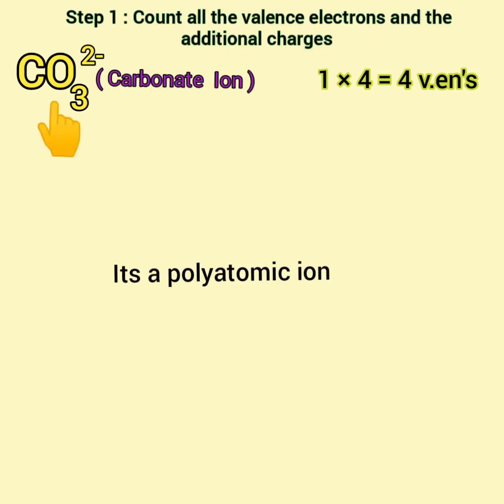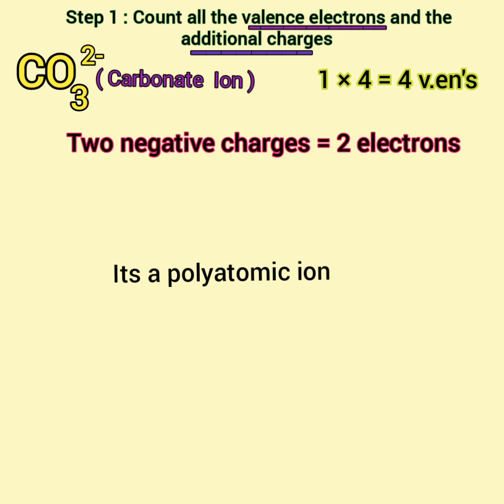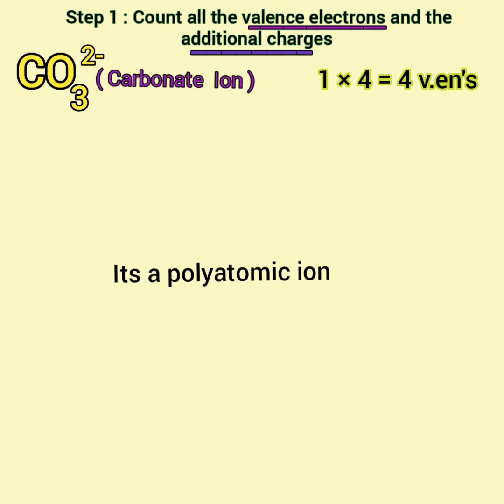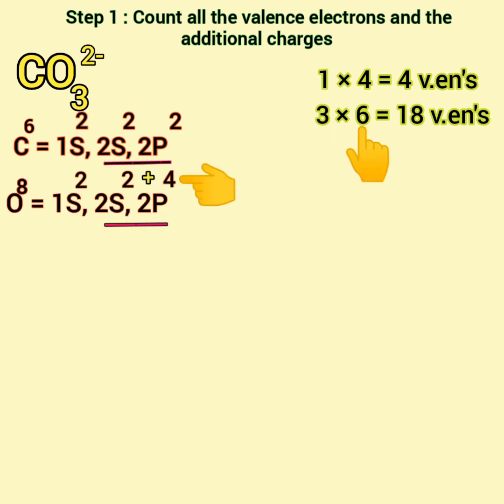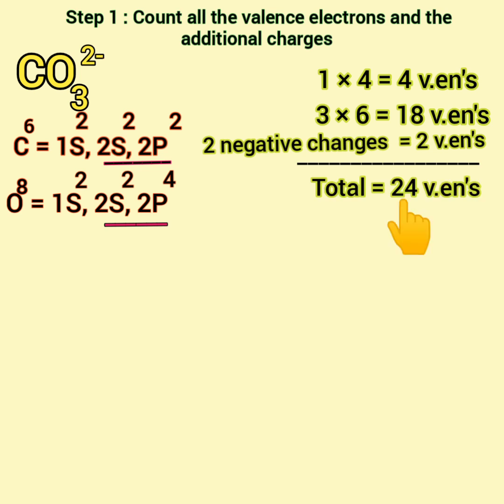Step 1. Count all the valence electrons and the additional charges. Here in carbonate ion, there is a 2 negative charge, which means 2 extra valence electrons. We need to add the 2 negative charge as 2 electrons. Here only one carbon, so 1 into the valency of carbon 4 equals 4. Number of oxygen is 3 into the valency of oxygen 6 equals 18, plus the 2 negative charge, which means 2 valence electrons. Therefore, the total number of valence electrons is 24.